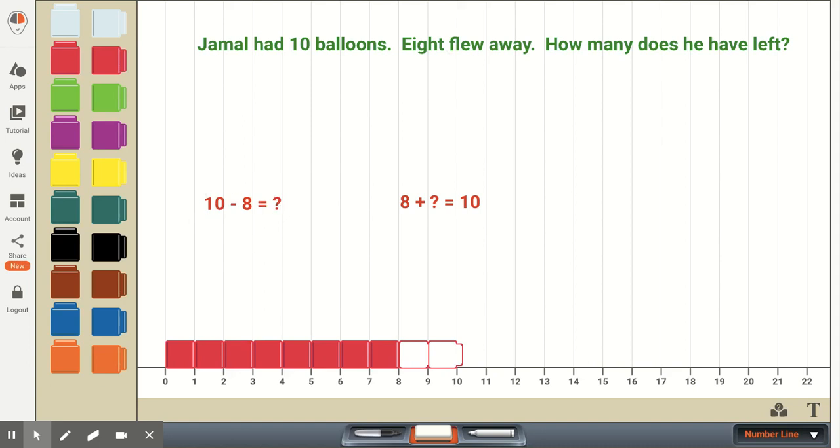So looking at it in terms of our part whole, the whole is 10. One of the parts is 8, and we're looking for the other part. So if we want the first grader to write this as an addition problem, it will be an addition problem with one of the addends being unknown, because 8 is one of the parts. 8 flew away. The other part is what we don't know. So it's 8 plus some number of balloons will be equal to our whole or equal to our total. And the student can do this.